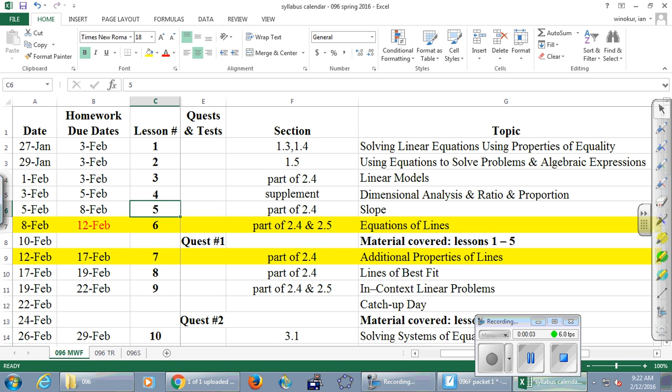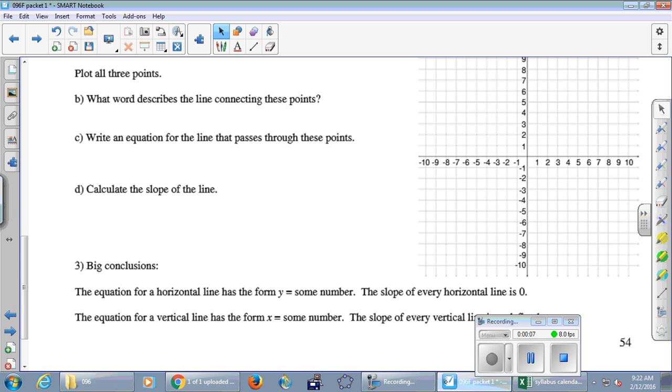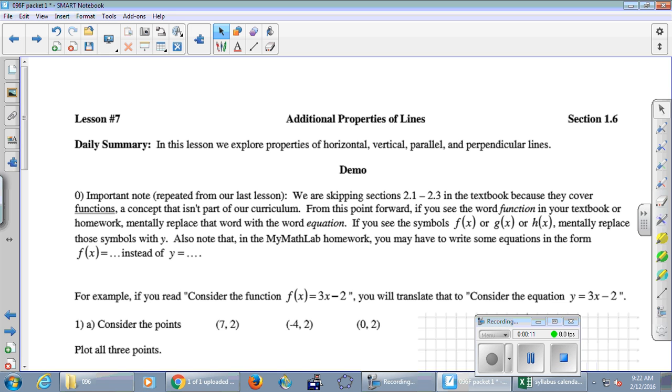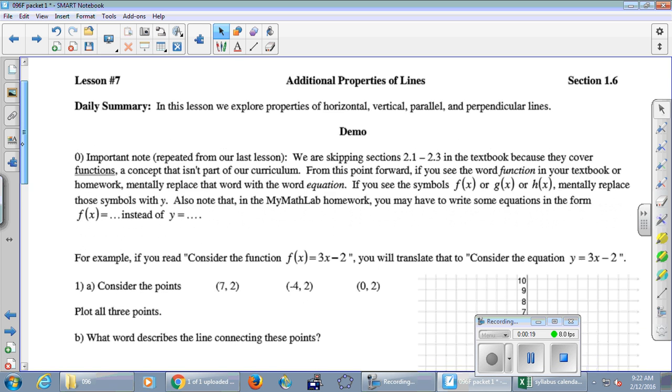Okay, so here we are with lesson number 7, additional properties of lines. We're starting here at the top of page 54. Daily summary. In this lesson, we explore properties of horizontal, vertical, parallel, and perpendicular lines. Those are the 4 words for this lesson.